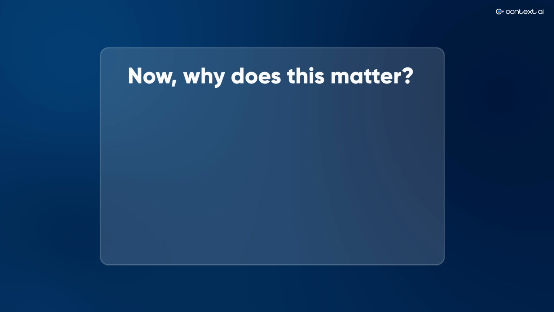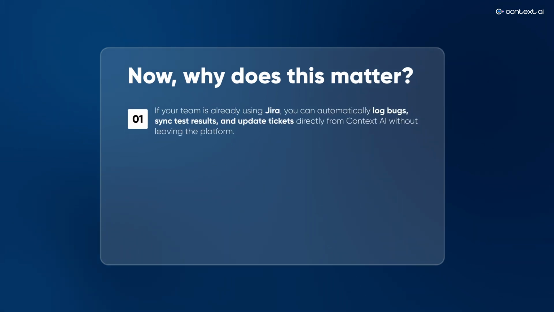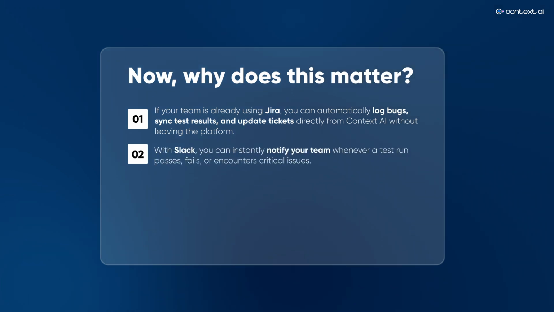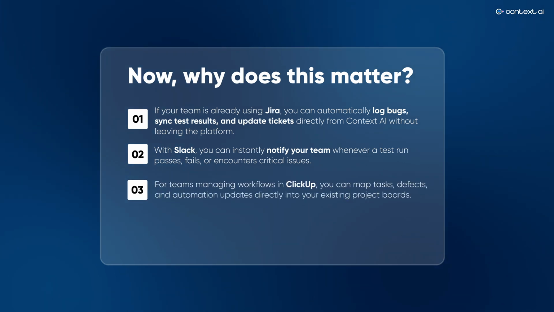Now, why does this matter? If your team is already using Jira, you can automatically log bugs, sync test results, and update tickets directly from Context AI without leaving the platform. With Slack, you can instantly notify your team whenever a test run passes, fails, or encounters critical issues. For teams managing workflows in ClickUp, you can map tasks, defects, and automation updates directly into your existing project boards.